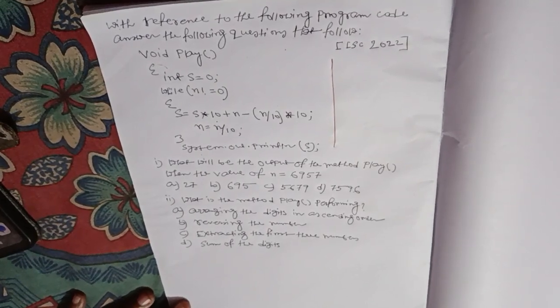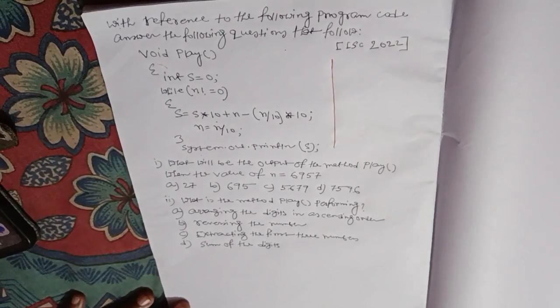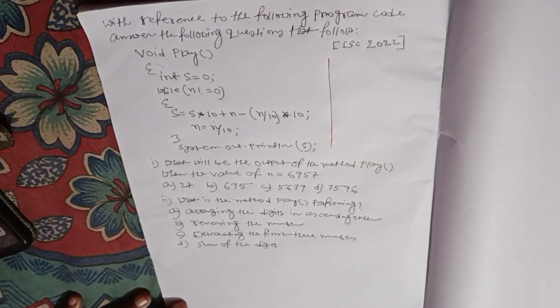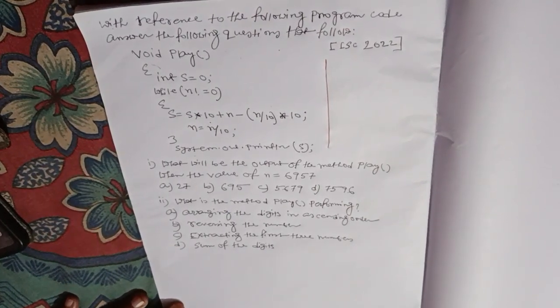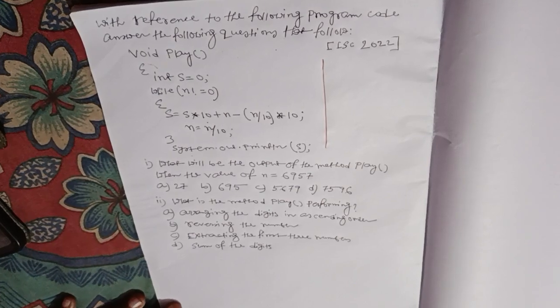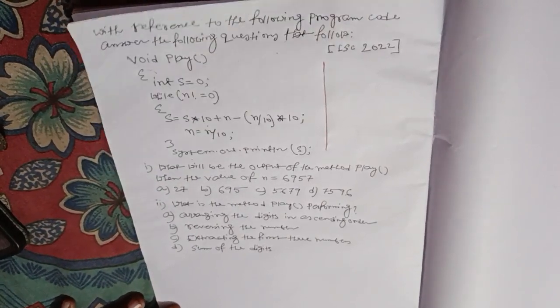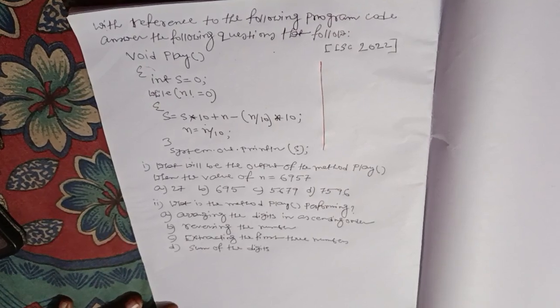Question number 1. What will be the output of the method play when the value of n equal to 6957? Option A 27, option B 695, option C 5679, option D 7596.